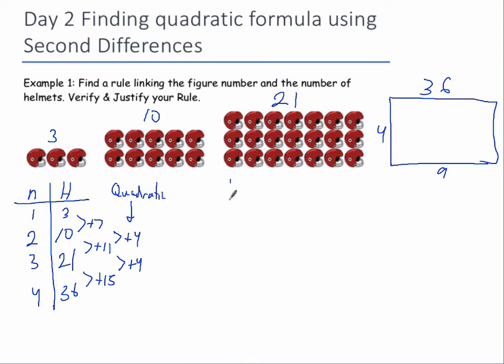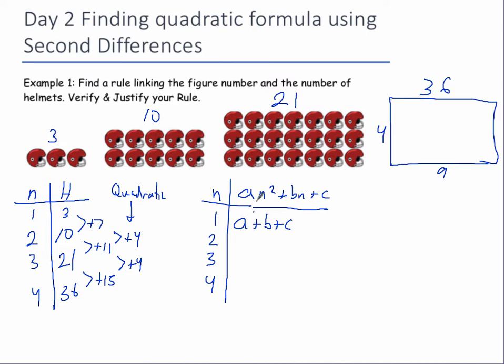Okay, if it's quadratic, we can assume that the rule is going to be in the form an squared plus bn plus c, just a general quadratic. You can write all quadratics in that form, right? So if we have a general quadratic like that, and we plug in the n value of 1, we get a plus b plus c here. We plug in n equals 2, we get 4a plus 2b plus c. Plug in n equals 3, we get 9a plus 3b plus c, and then 16a plus 4b plus c.